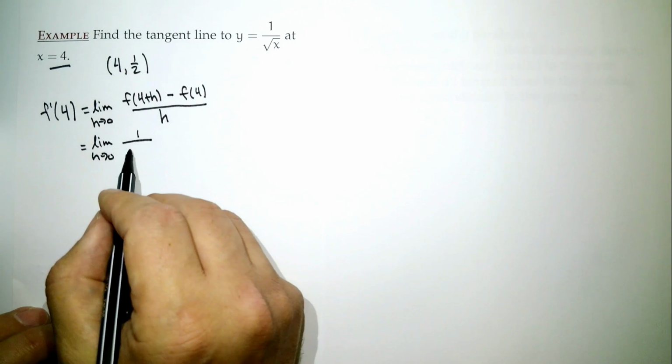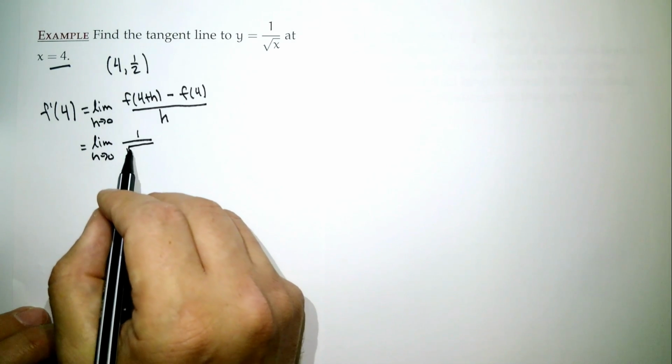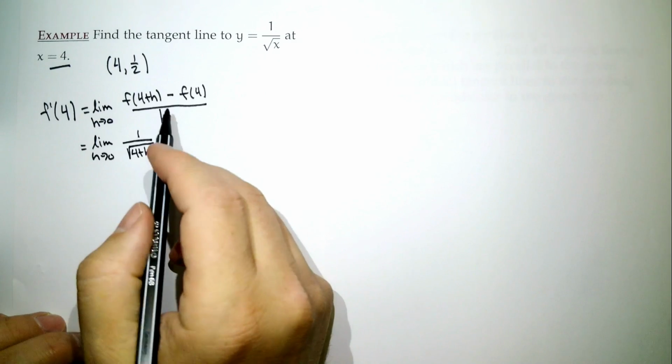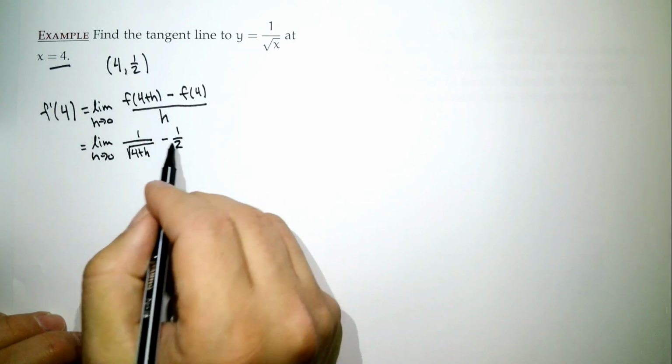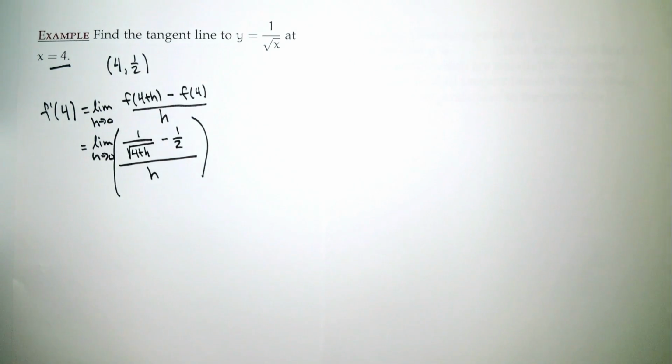1 over the square root of 4 plus h, inside the square root. So think of the 4 plus h as just one thing. So everywhere where there was an x before, boom, it's a 4 plus h. Minus f of 4. Well, we actually computed f of 4. That's a half. And that's all over h. Okay, that's a big fraction there. All right, we're still getting 0 over 0, which means that we have to do more work. But what's the more work we should be doing here? What's our next step?